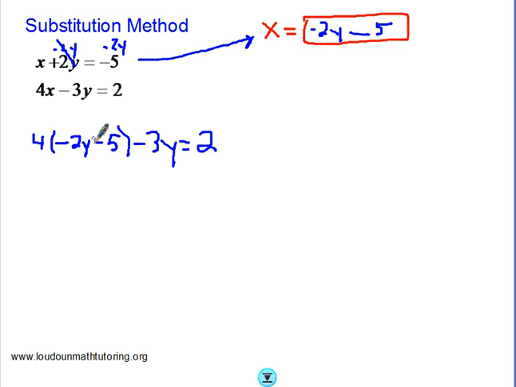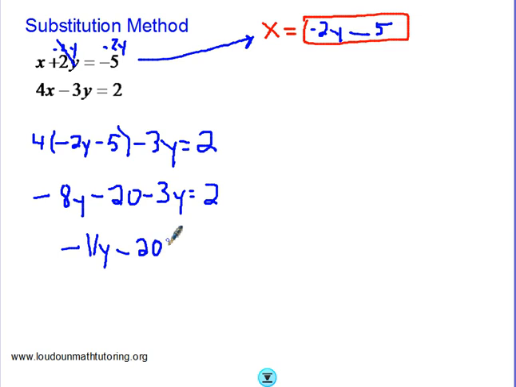So we would then distribute now. We would get negative 8y, distribute the 4 here, get negative 20 minus 3y is equal to 2. Okay, so these are on the same side, negative 8y, negative 3y. Combine those like terms into a negative 11y minus 20 is equal to 2.